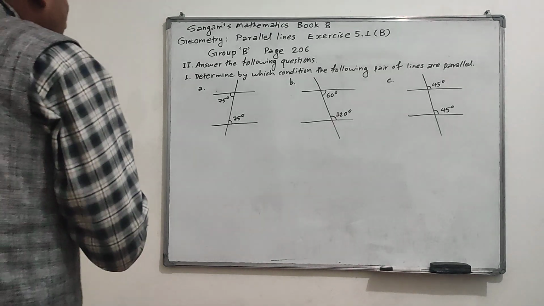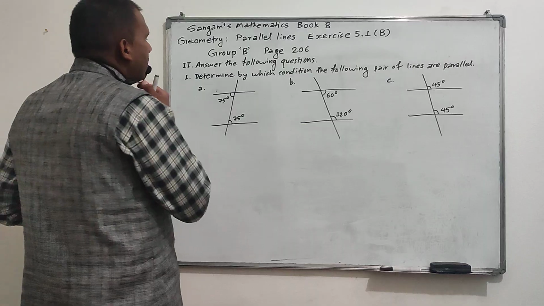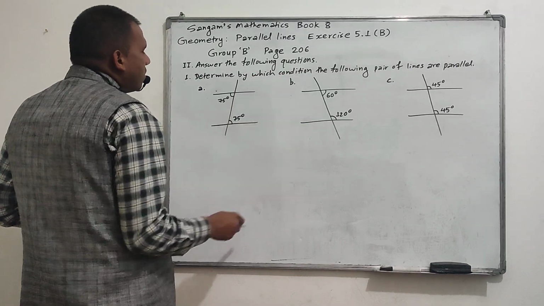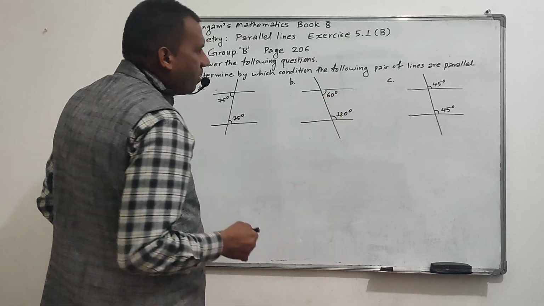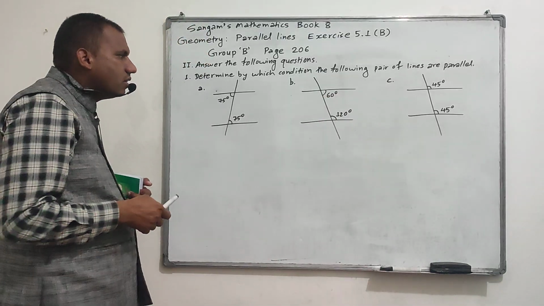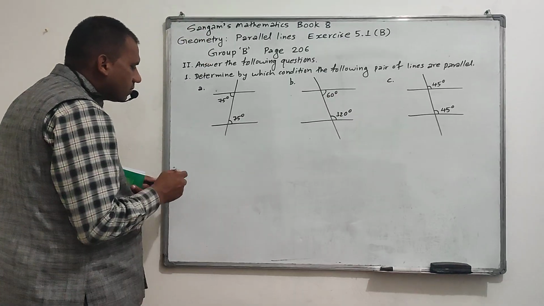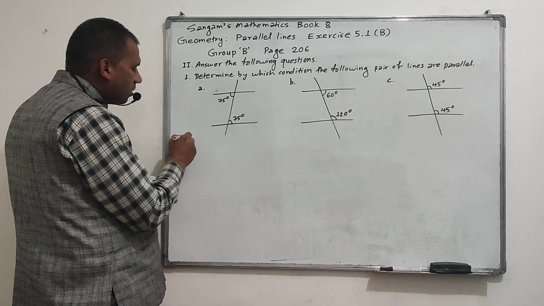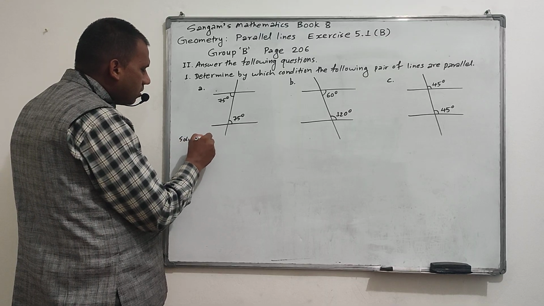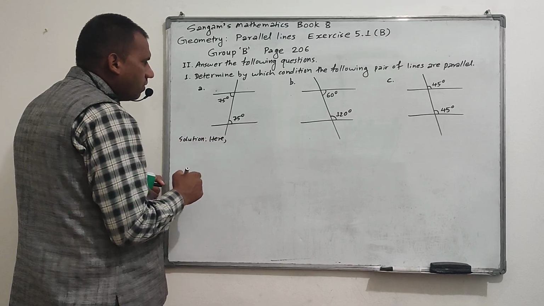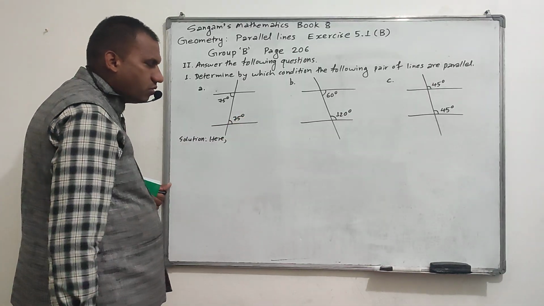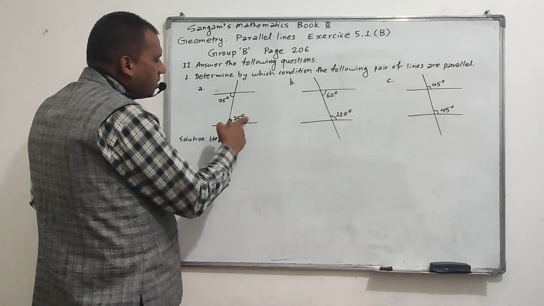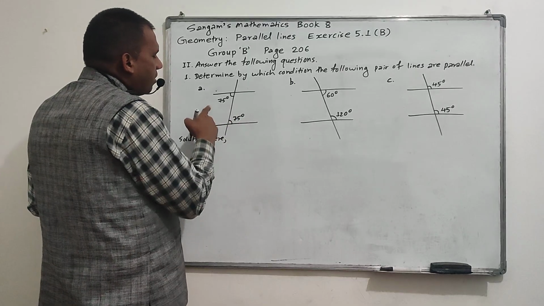Okay students, now group B, page 206. Answer the following questions. Question number 1. Determine by which condition the following pair of lines are parallel. Here for A, this 75 degree, this also 75 degree, so they are alternate angles, they are equal, so the lines are parallel.